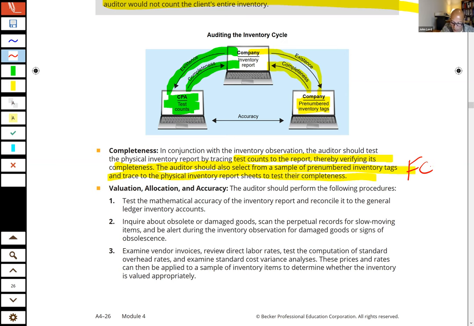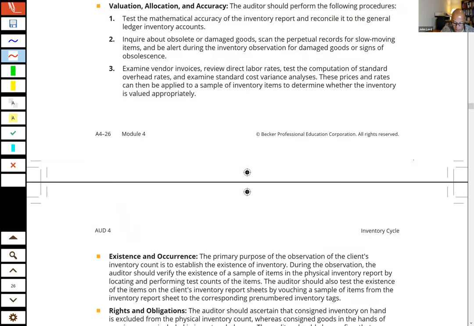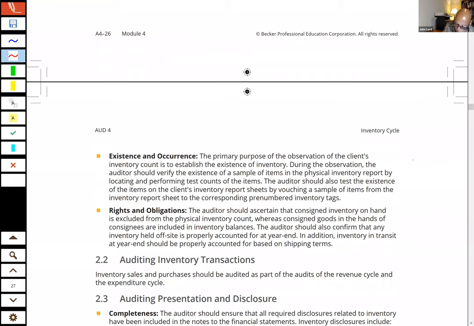Then if we're talking about existence, as we saw on the graphic up there, we're going to do what? We're going to find the items in the report, and then we're going to take them back to the physical inventory. And we'll do that both for test counts and for the inventory tags. You can just flashcard that. I don't think they mentioned test counts there, but they should have.